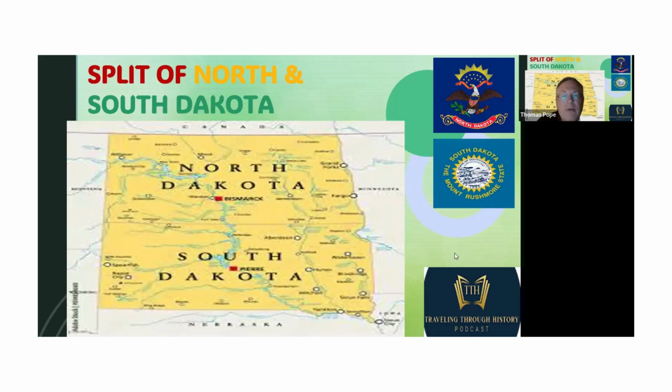But in reality, the Republican Party, which wanted more power in the U.S. Senate, put on pressure to divide Dakota into two states. With 2 senators from each state, the Republicans would gain 4 more Senate seats in Congress.